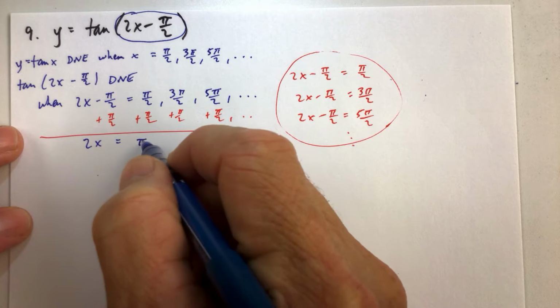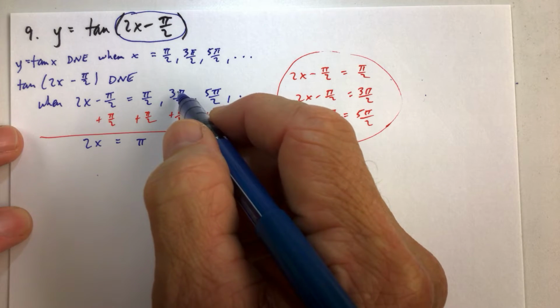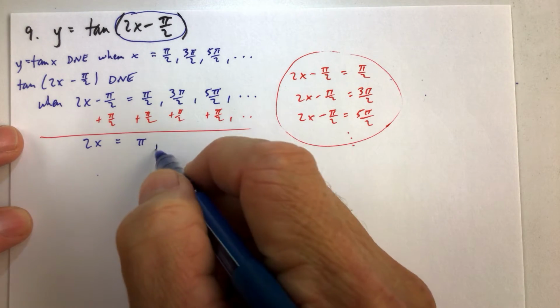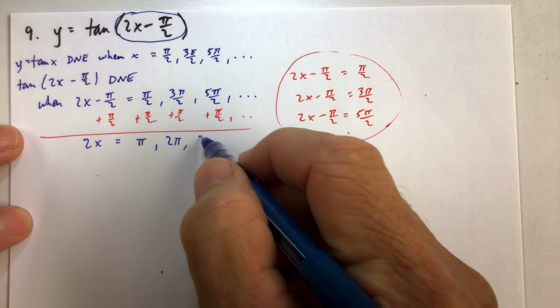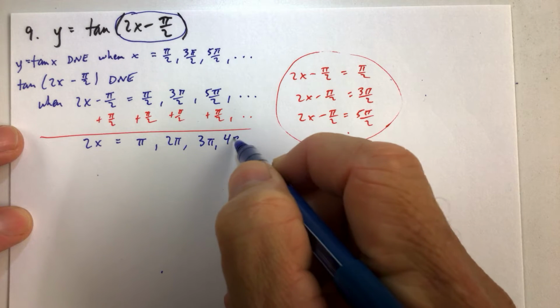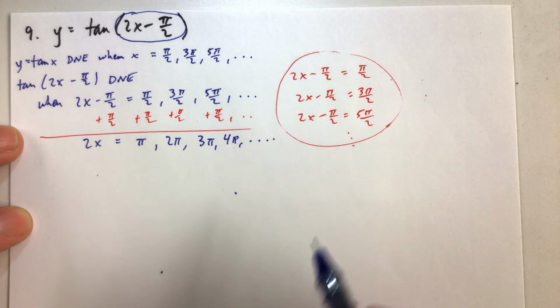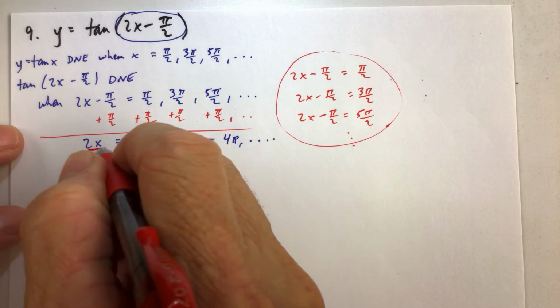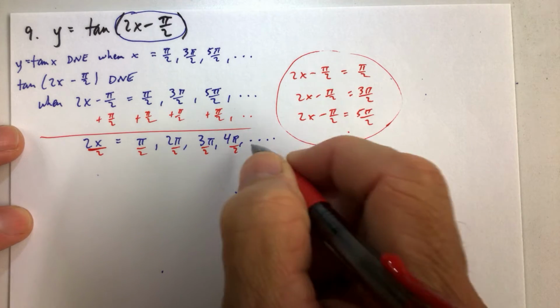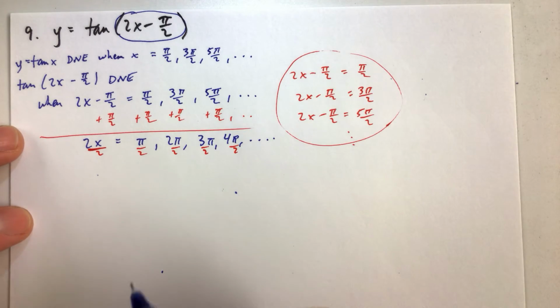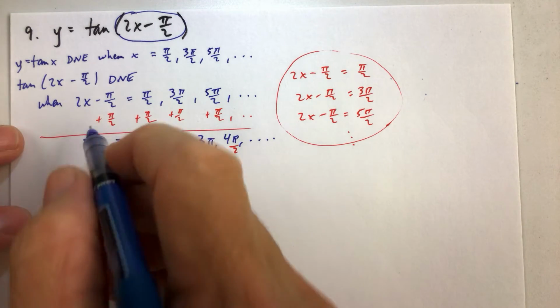Well, that's pi, 2 pi over 2. 3 pi over 2 plus 1 pi over 2 is 4 pi over 2, which is 2 pi. And then we can start to see the pattern. Then we have 3 pi, and we could even put 4 pi, and so on. Then again, we're dividing both sides, or every term, by 2. So this becomes a very simple algebraic process as long as you go step by step.